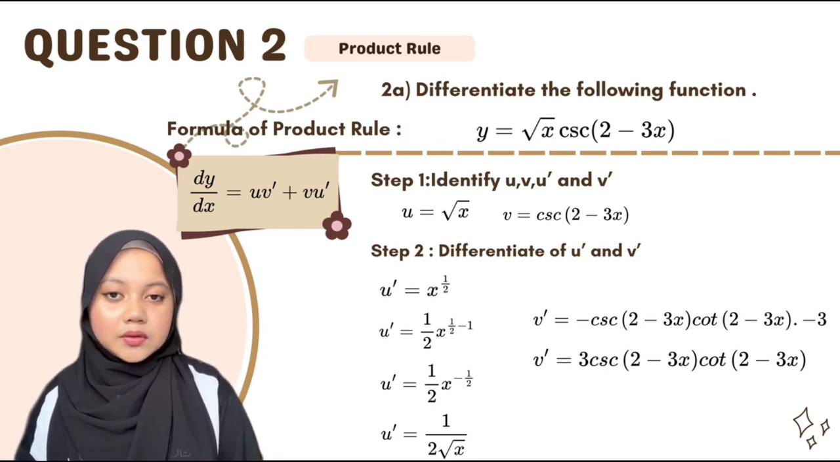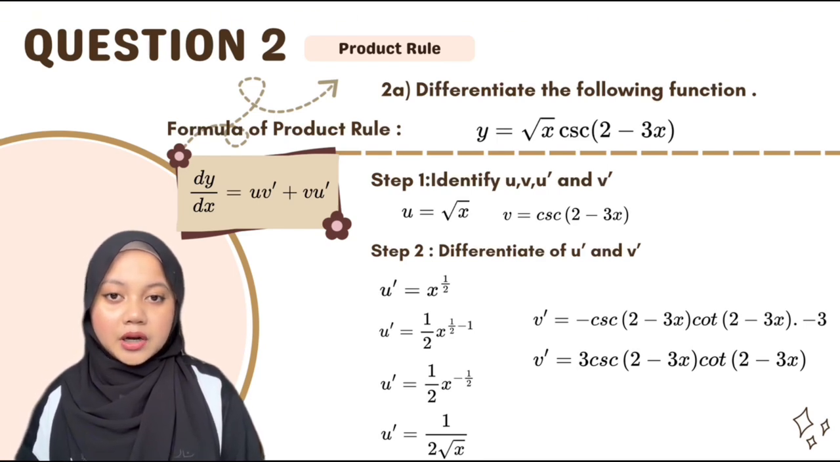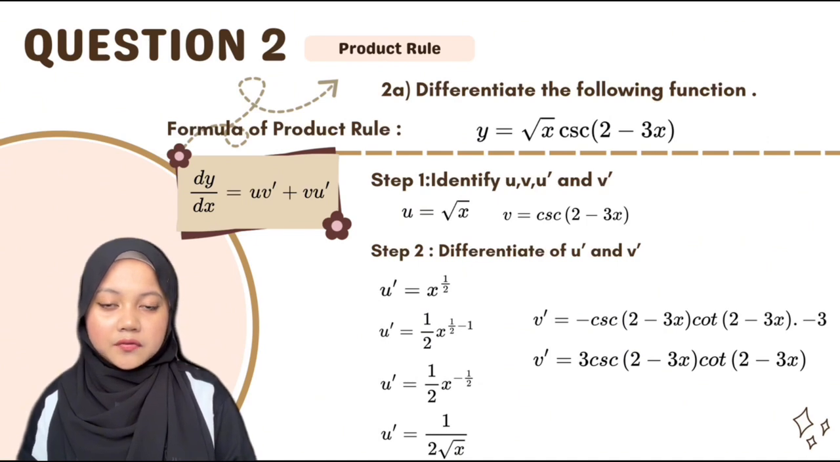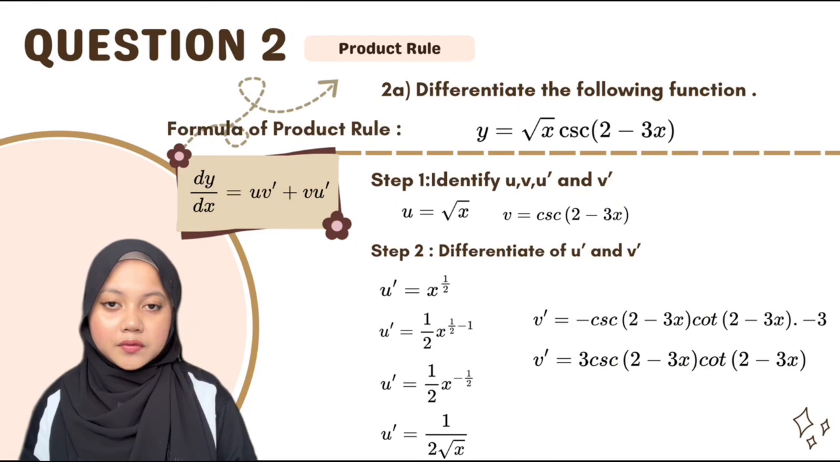For u equals square root x, we will write the square root in power form. So, u equals x to the power of 1 over 2. u prime equals 1 over 2 x to the power of 1 over 2 minus 1. u prime equals 1 over 2 x to the power of negative 1 over 2. And the final, u prime equals 1 over 2 square root x.